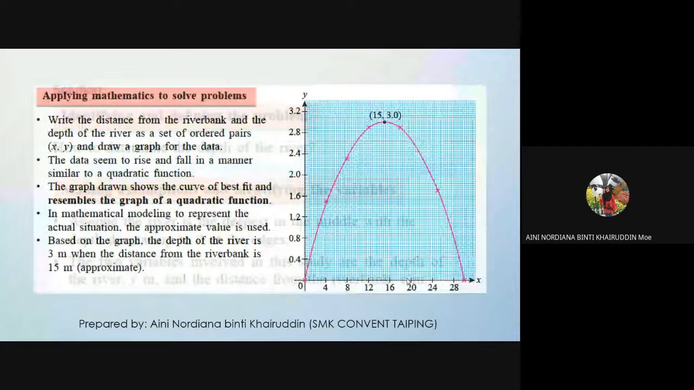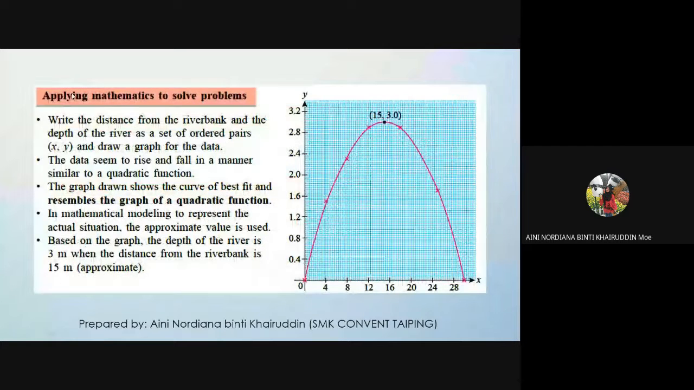So step 3, applying mathematics to solve problem. Write the distance from the river bank and the depth of the river as a set of ordered pair, xy, and draw a graph for the data. So graph dia akan jadi quadratic. The data seem to rise and fall in a manner similar to a quadratic function. Okay, the graph drawn shows the curve of the best fit and resembles the graph of a quadratic function.